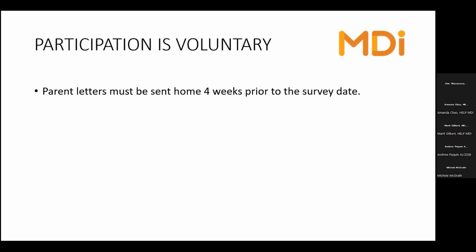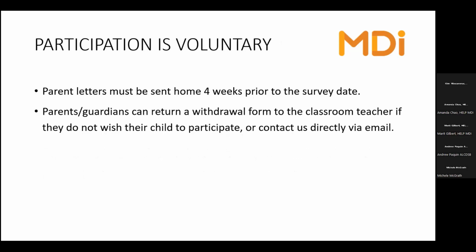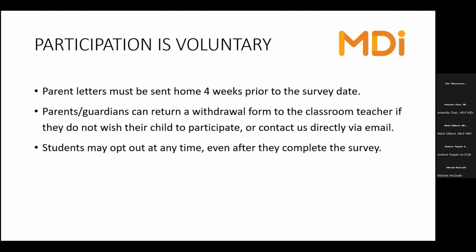Participation is voluntary. Parents and guardians receive information 4 weeks prior to survey administration. It has the outline of the details of participating in the MDI, and they can choose to withdraw their kids by contacting the classroom teacher, or sometimes they will return the withdrawal form to the classroom teacher. That's the last page of the parent letter. Parents are also able to email us directly if they would like to withdraw their child. Students may opt out at any time, even after they have completed the survey.